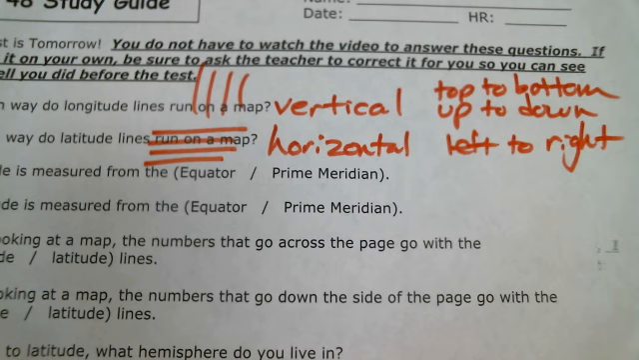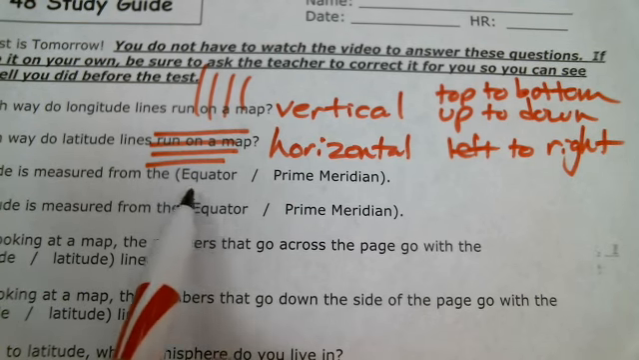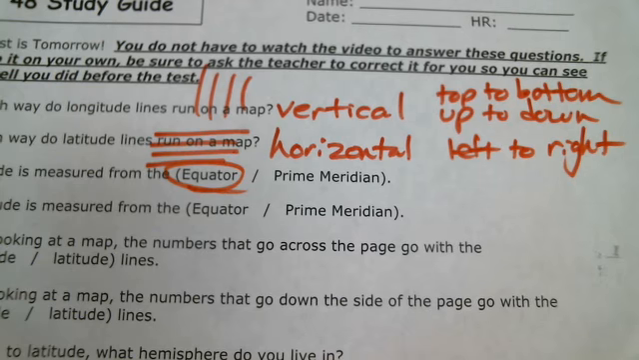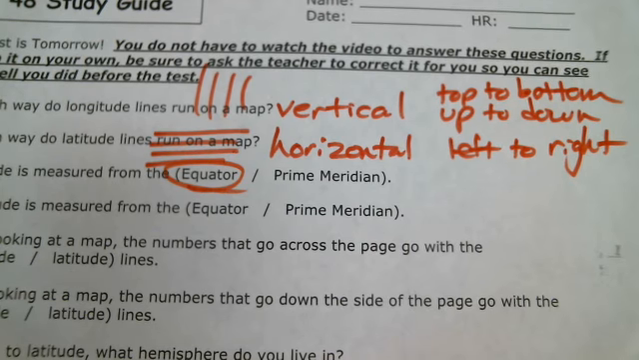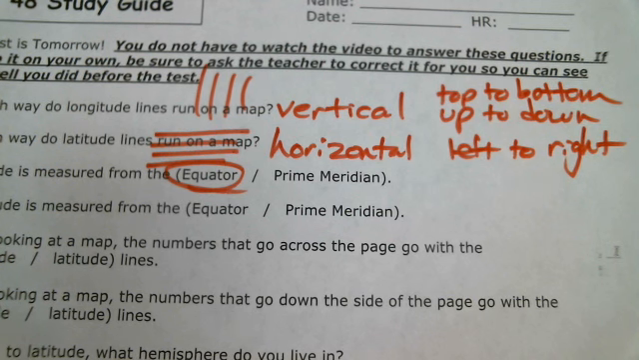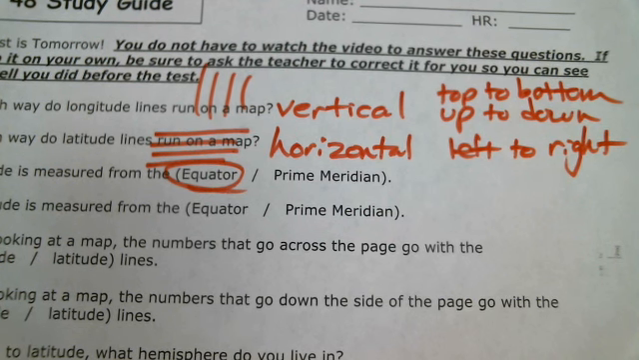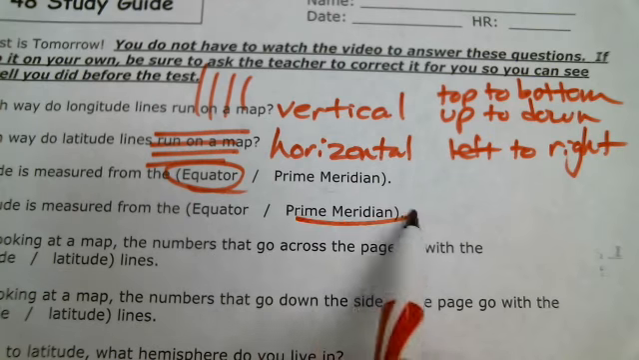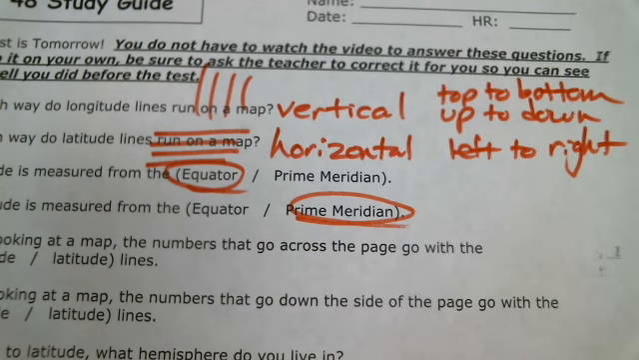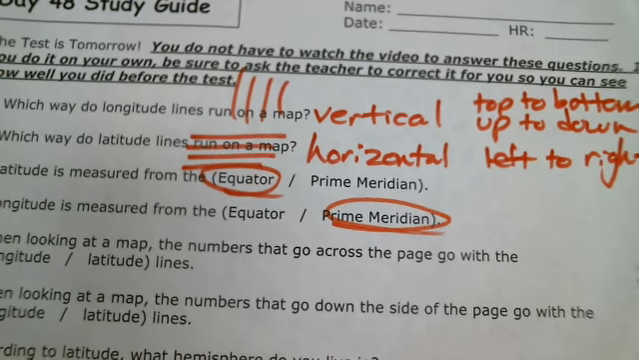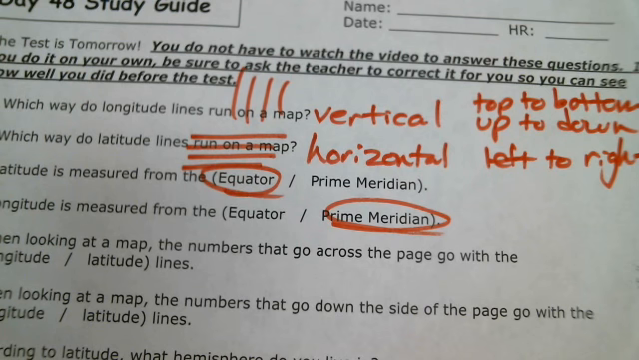Number 3, latitude, that's measured from the equator. 0 latitude is the equator, and as we get higher and higher numbers, we go farther and farther north or farther and farther south from the equator. Number 4, longitude is measured from the prime meridian. That's the line that goes through England. As we get bigger and bigger numbers, we get farther and farther away from England, either east or west.